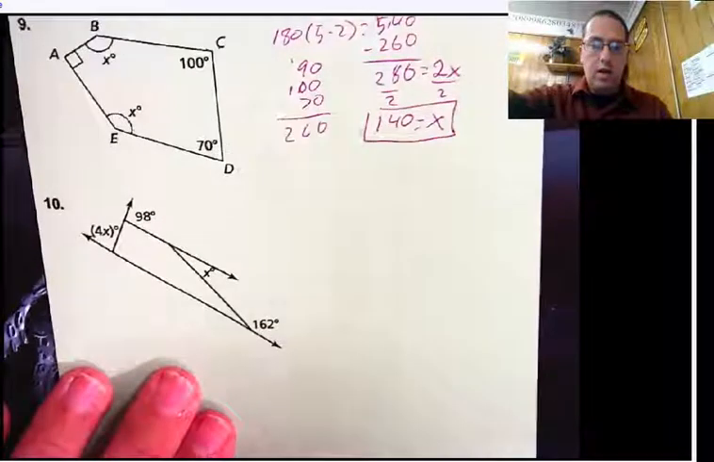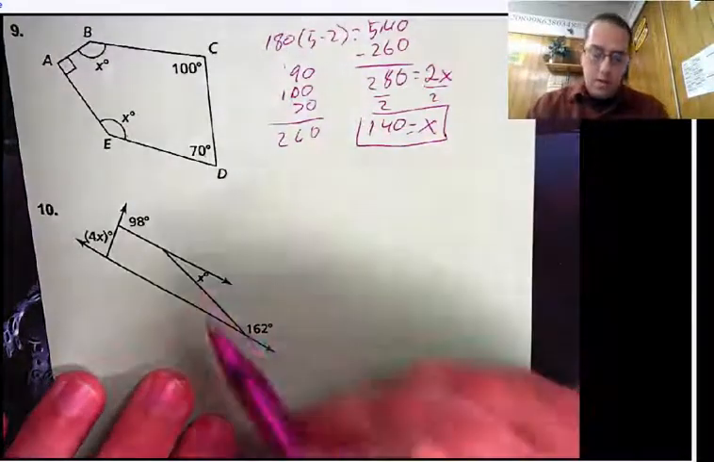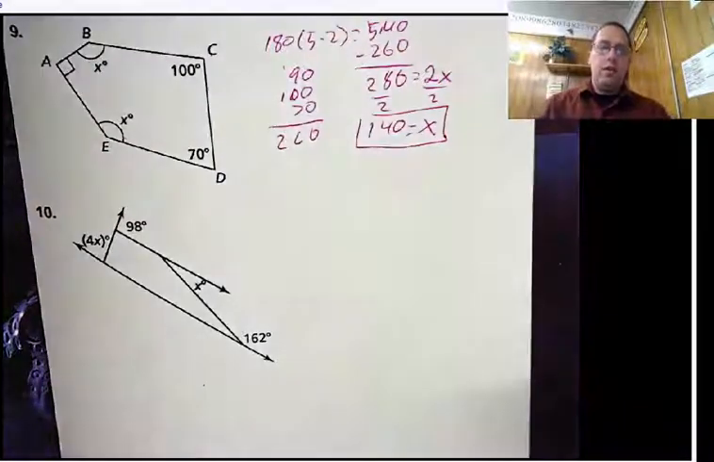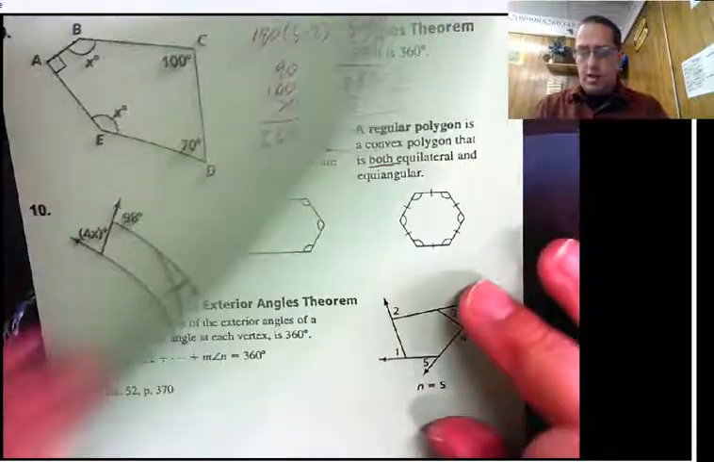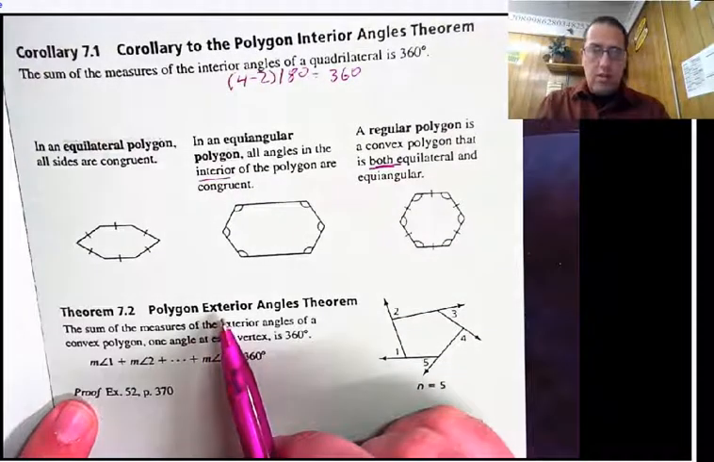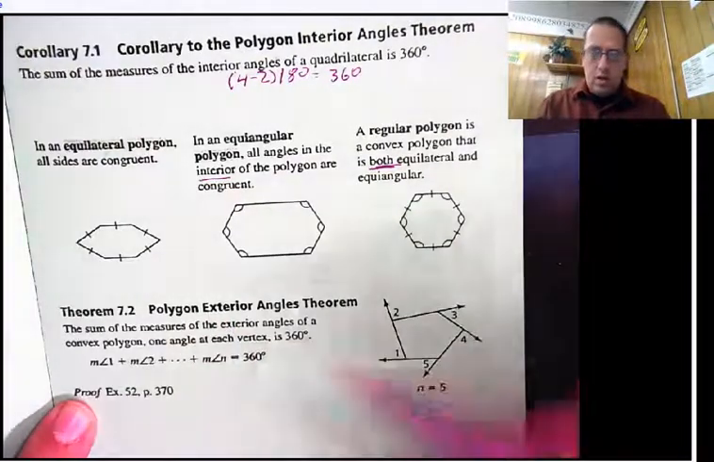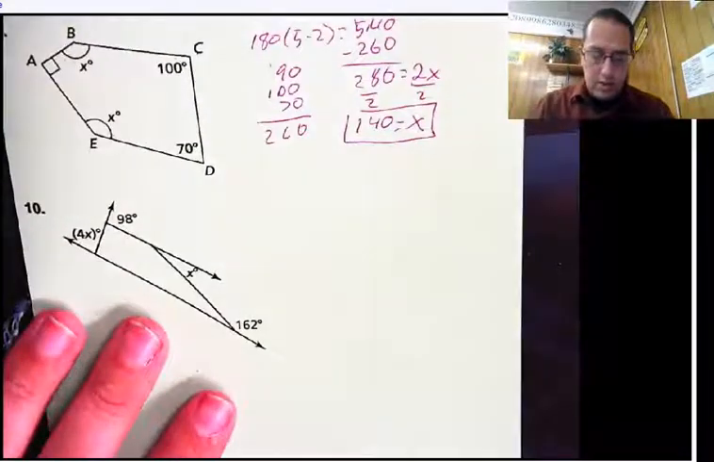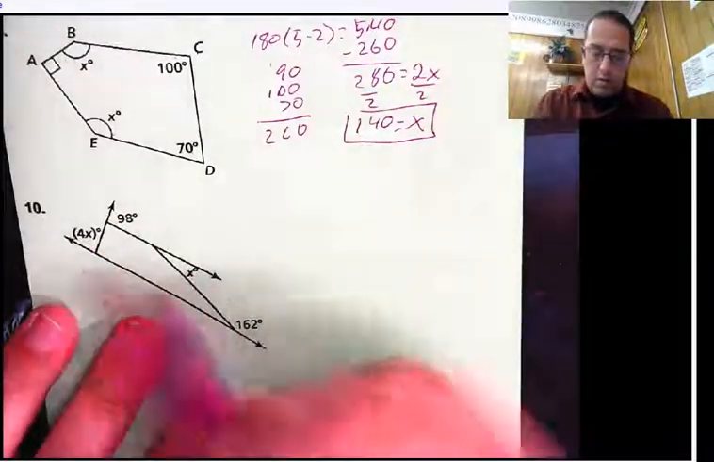Number 10. Number 10 is a bit different. Notice here the angles are on the outside, not on the inside. What are we going to do here? Well, let's see. Do we have information about exterior angles? We do. Exterior angles always add up to 360 degrees. That's it. 360.